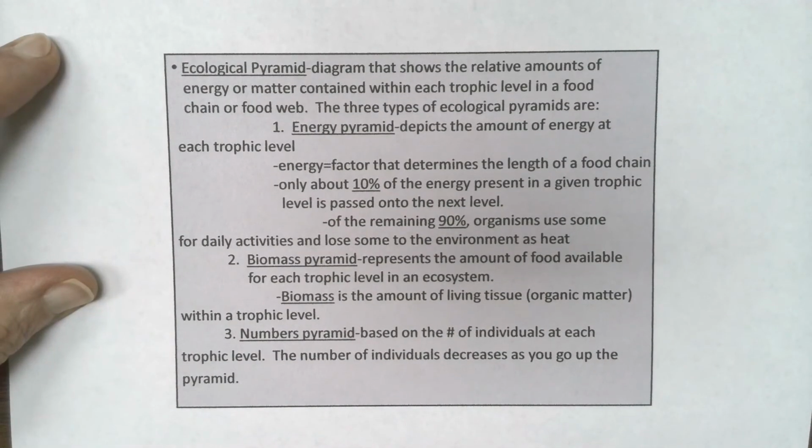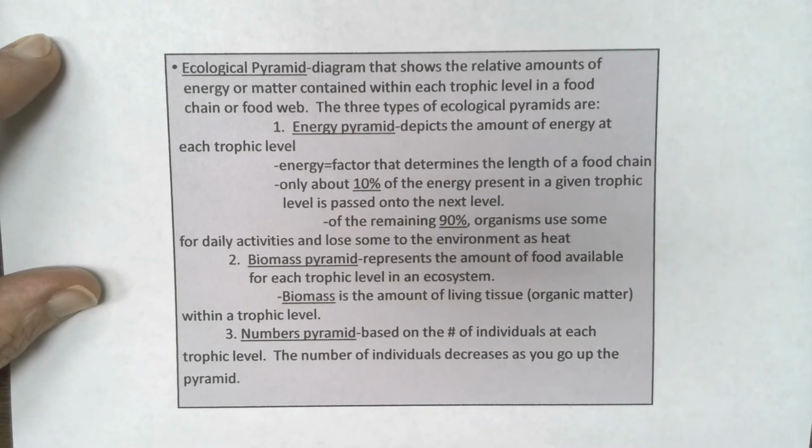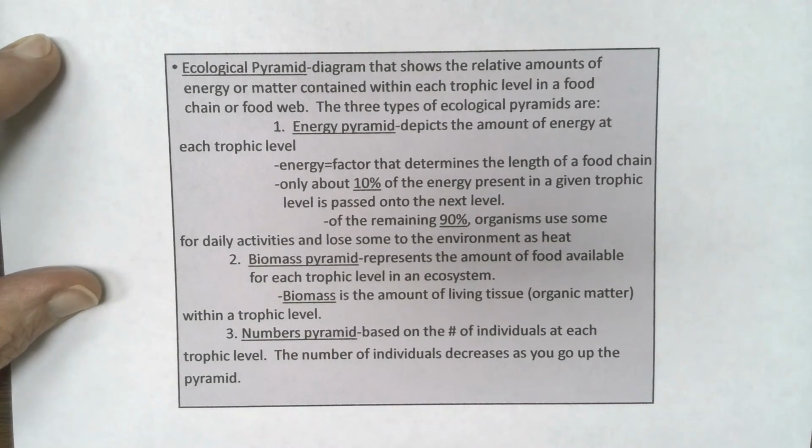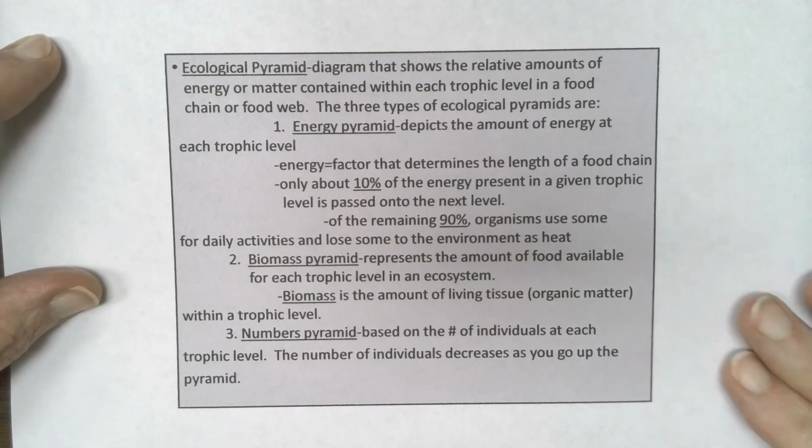All right, so then we are going to add to that. With food chains and food webs, we can also add the ecological pyramids. Notice the definition. It's the broad definition that there's three types of ecological pyramids. They're diagrams that show the relative amounts of either energy or matter contained within each trophic level in a food chain or a food web. So we can take a food chain or a food web and an ecological pyramid and talk about those things together, even though the notes aren't really laid out that way, okay?